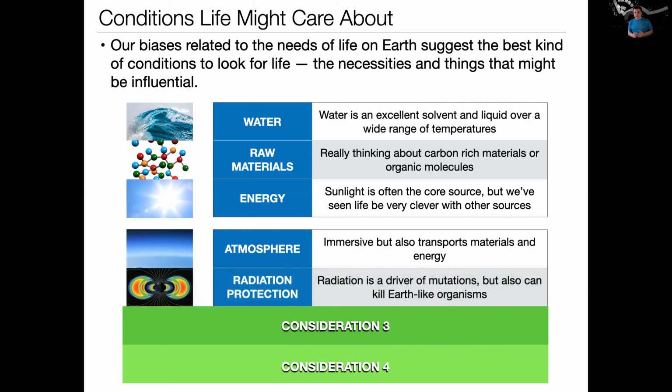A second consideration, which we haven't talked much about, is protection from radiation. So particularly in outer space, the radiation environment is very strong. There is strong radiation from the sun in the form of what we call the solar wind, particles coming off the sun at very high speed. There are also what we call cosmic rays coming from outside the solar system. And so these radiation particles, with life on Earth in particular, they can be very damaging to life.